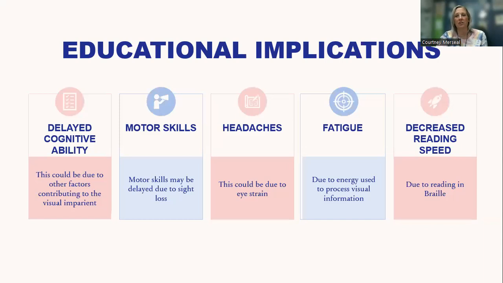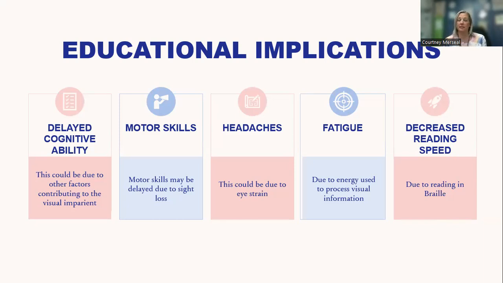So some educational implications of visual impairment or blindness in the classroom would be at times delayed cognitive ability. And that could be due to other factors that contribute to the visual impairment. So maybe a disease or visual impairment of prematurity, and also having some learning disabilities in with that.